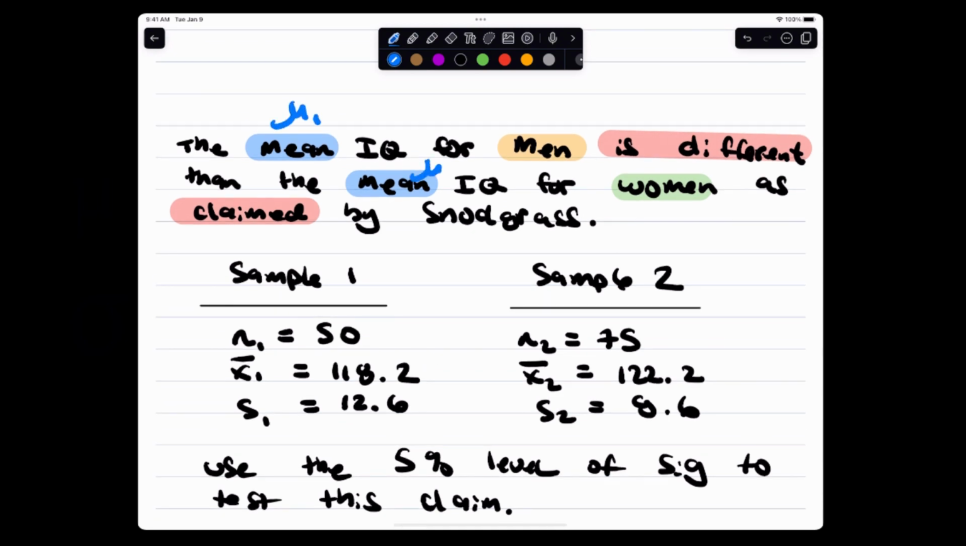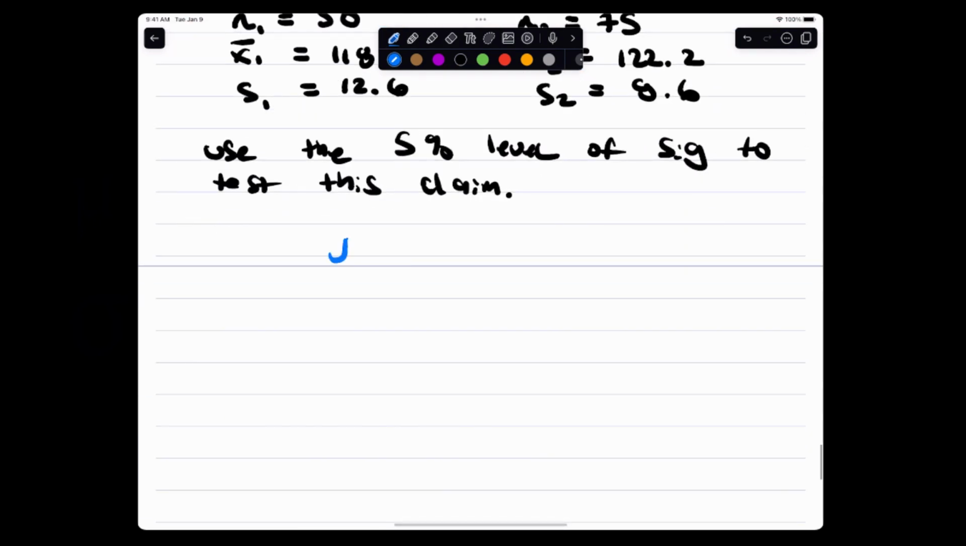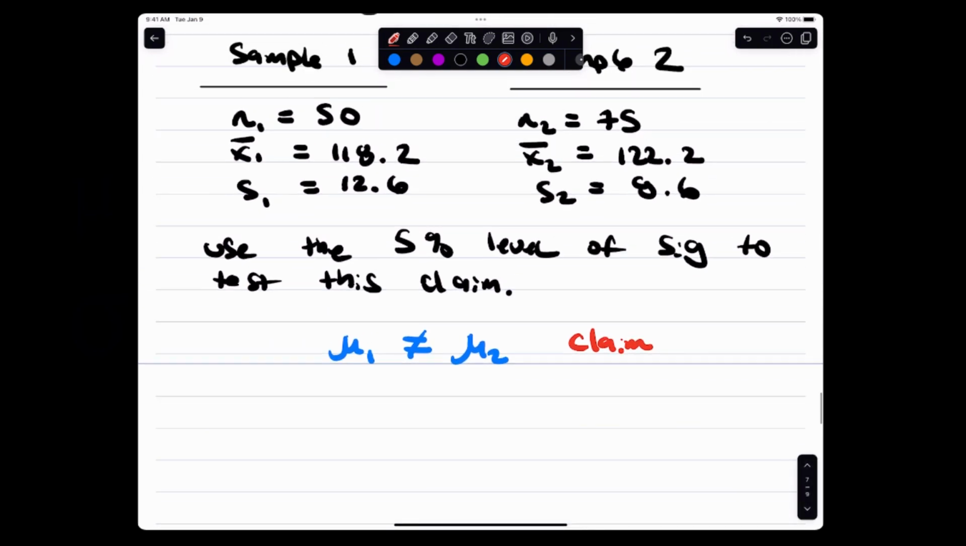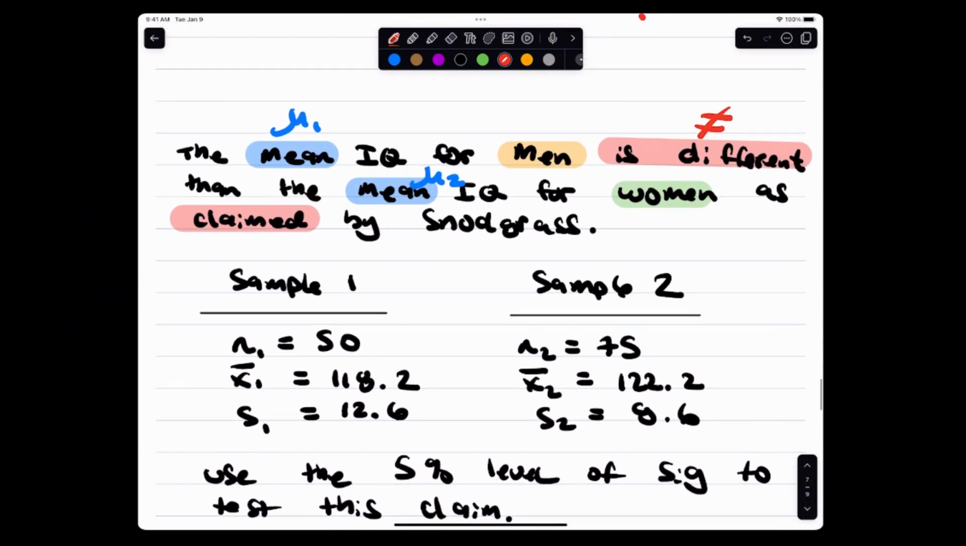Mu1, mu2. What's this phrase? Different? Not equal. So, mu1 is not the same as mu2. This is Snodgrass's claim. Notice what Snodgrass is saying. Snodgrass is saying that they just don't have the same IQ. They have a different IQ. That's all Snodgrass is saying. All right, you guys okay with that? Easy peasy.